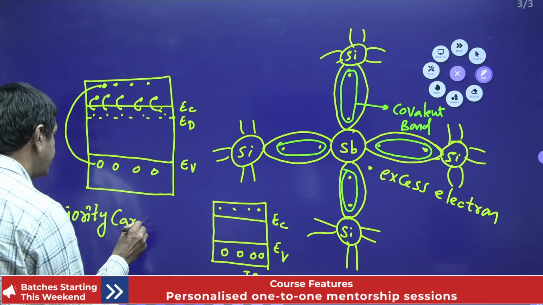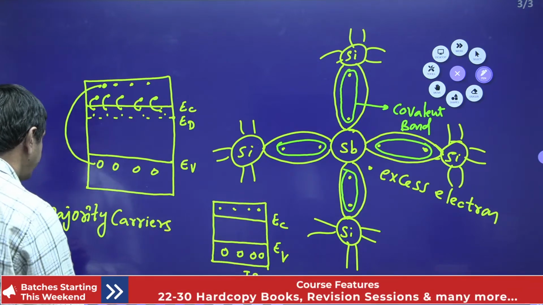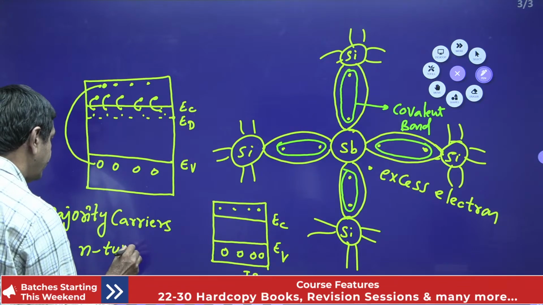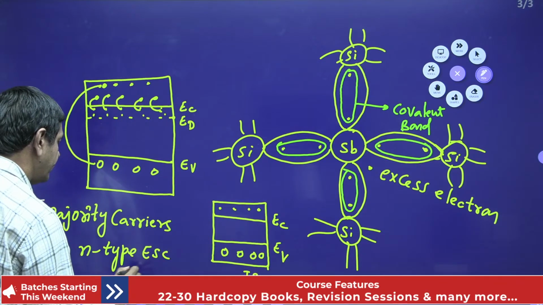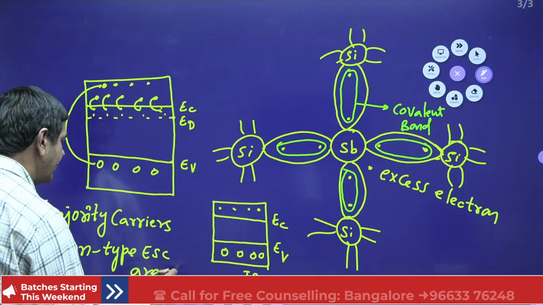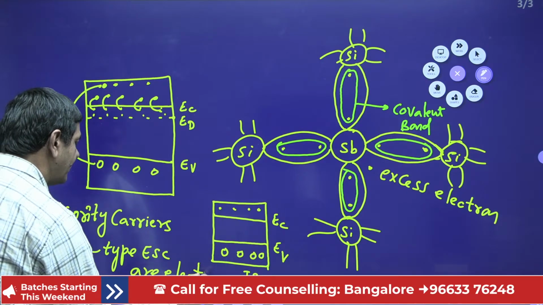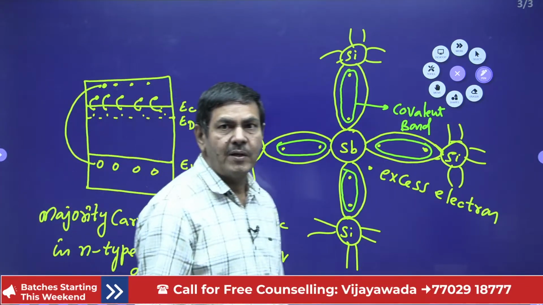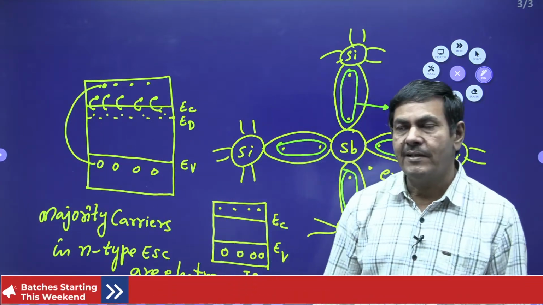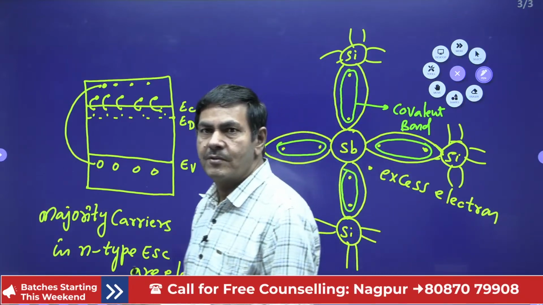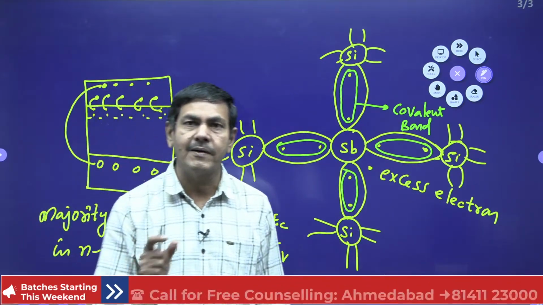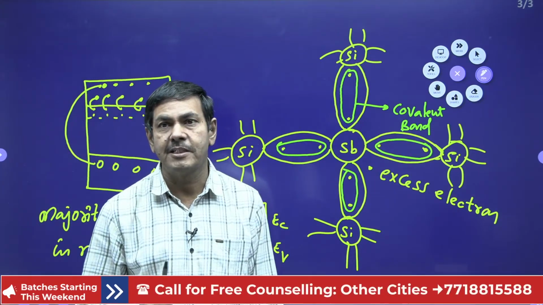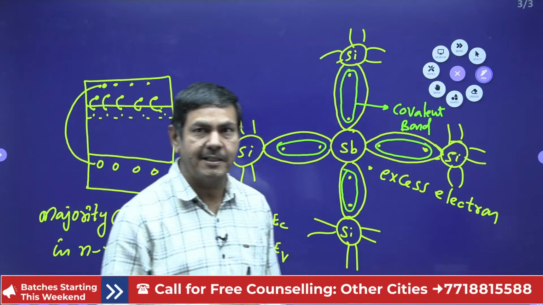Majority carriers in n-type extrinsic semiconductor are electrons, we can say. We can find electrons only now. That information is required. What I explained so far: when intrinsic semiconductor is doped with a pentavalent atom, it is going to form n-type extrinsic semiconductor.